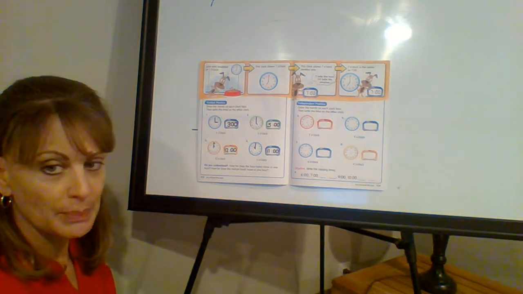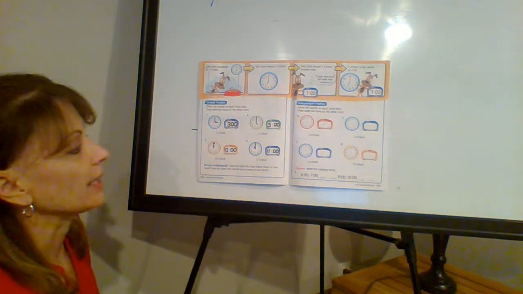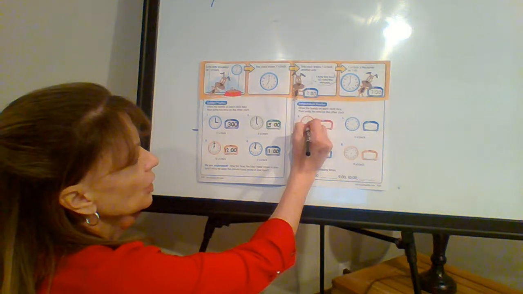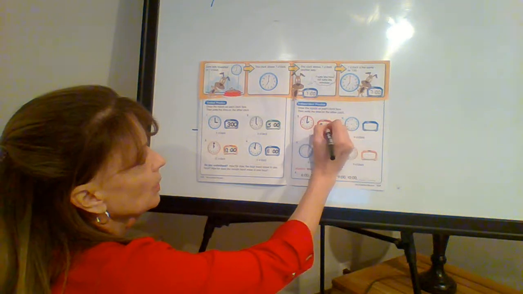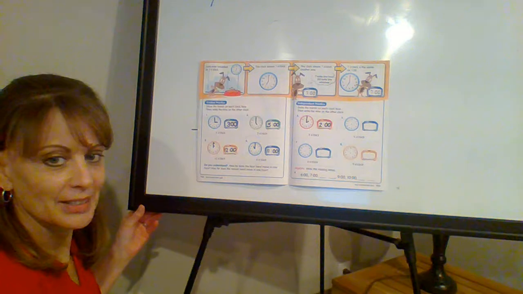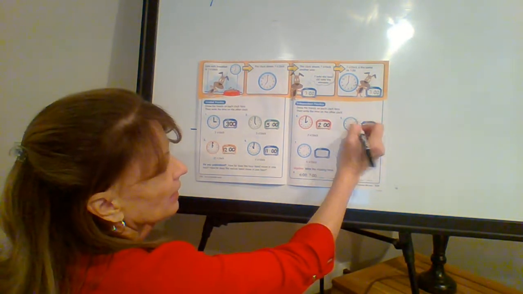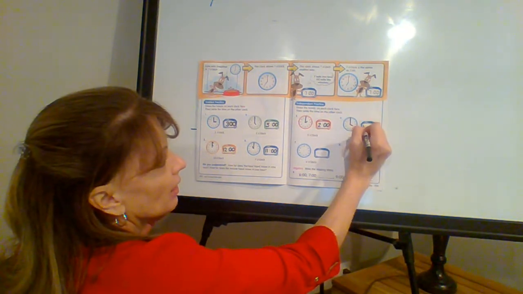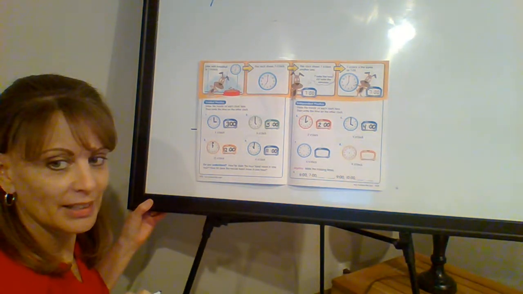Did I give you enough time? Okay, let's look. 2 o'clock. The little hand is on the 2, and the big hand is on the 12, and we have 2, 0, 0. Is that what you have? Excellent. How about 4 o'clock? The little hand is on the 4, the big hand is on the 12, 4, 0, 0. Is that what you have? Good job.